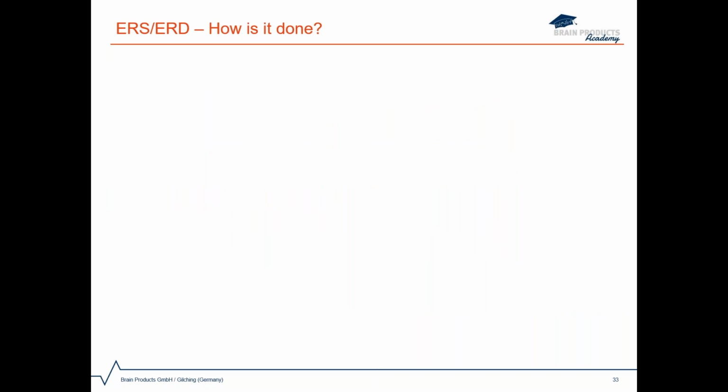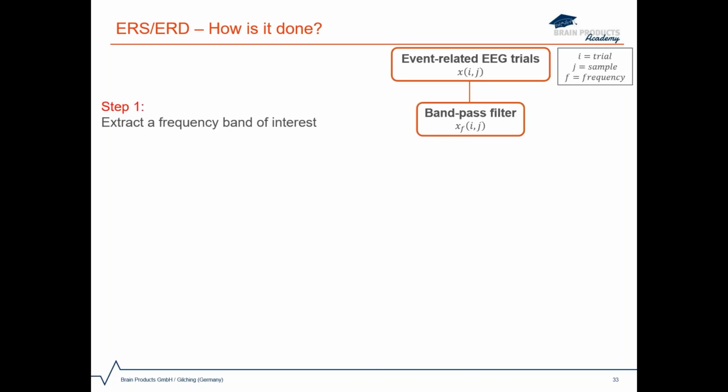So, how to compute ERS-ERD? You will see that computations involved are very simple as opposed to other spectral analysis methods, for example, the wavelet transform. There are 4 main steps involved. First, the segmented data is bandpass filtered to extract a frequency band of interest. We do this as we want to know the power changes that are specific to some frequencies. Please note, this is a necessary step before applying ERS-ERD.